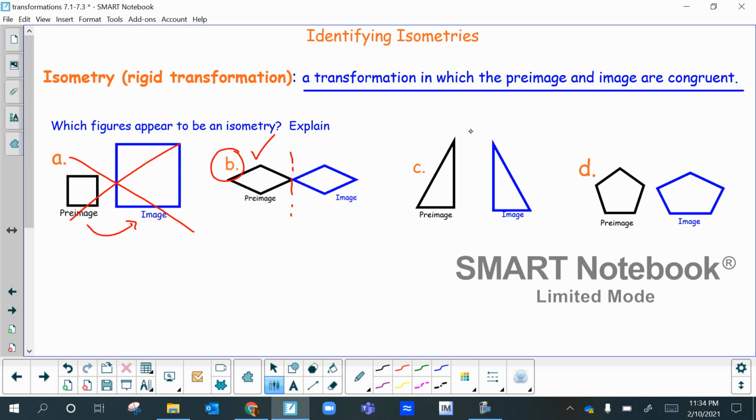Over here, this one clearly is being flipped over this direction. So if it's flipping, it looked pretty close in size. So we're going to say this appears to be congruent figures. So this would be an isometry. And then over here, it looks like it could be, but this one looks like it's stretched out left and right. So this one changed in shape, okay? So it's still a pentagon, but it's not the same one. So it kind of stretched out. So this is not an isometry because they're not congruent. And that's all what an isometry is.